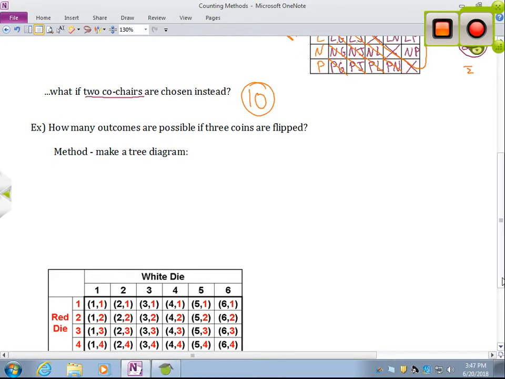So, making a tree diagram, I'm going to do this kind of branching sideways. I'm going to start with my first event, which is the first coin flip, and then list the possible outcomes, which are going to be a head or a tail. And then moving to the side, my second outcome, and I'll go ahead and put my third outcome, or my third event, sorry.